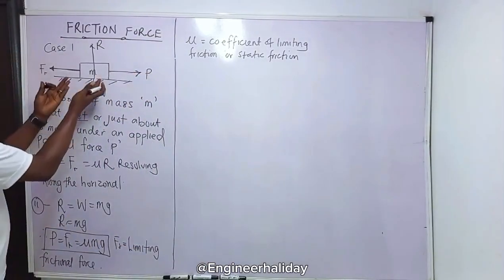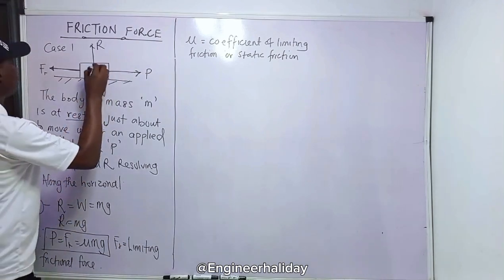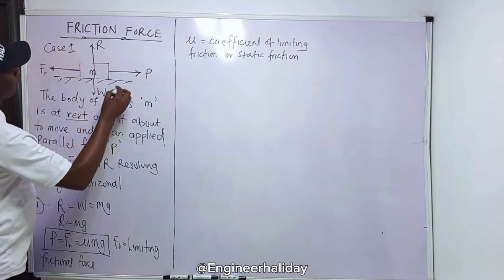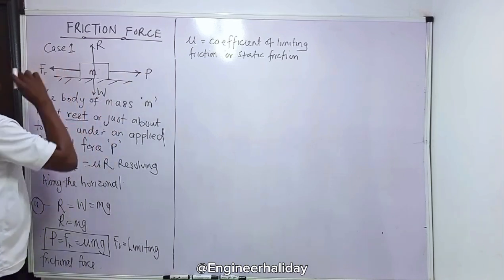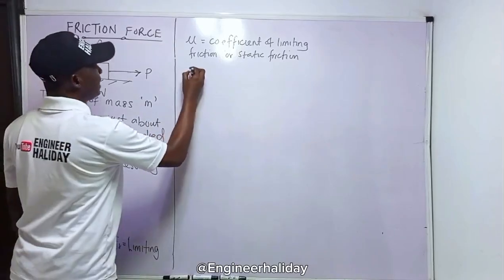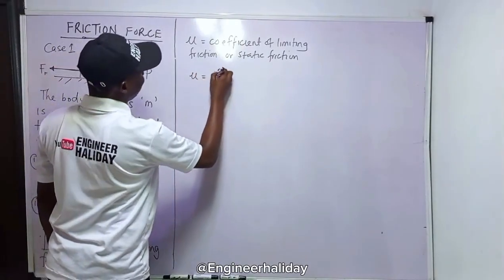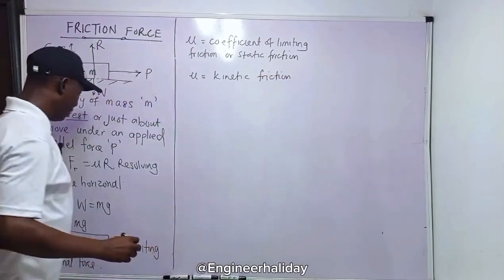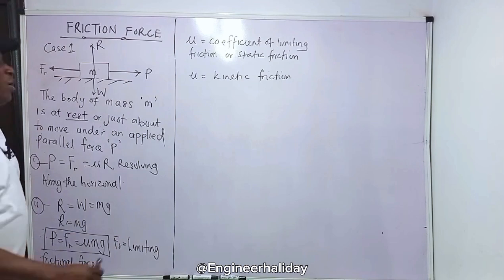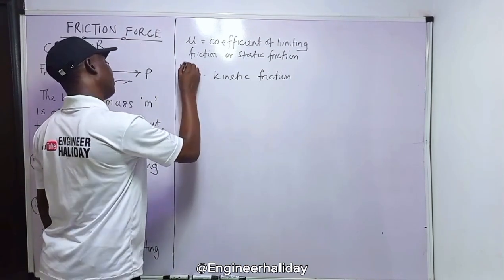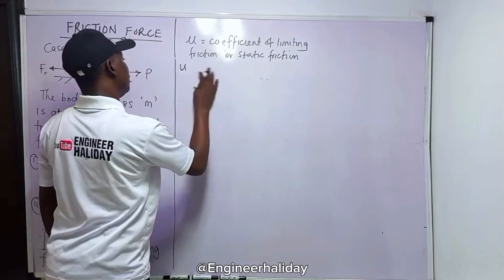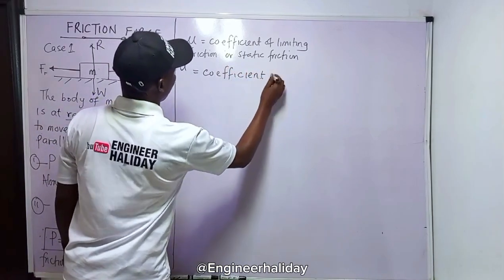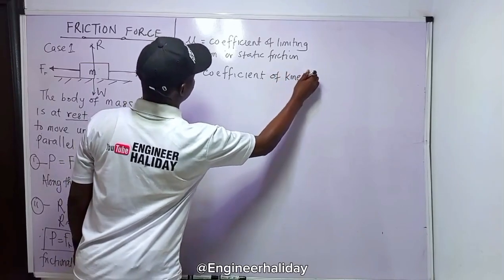Now let us look at a case where we assume that the body is not moving or is just about to move. That is what I call case 1. In that case, P will be equal to Fr. Now, if your mu is kinetic friction, that means the coefficient of friction given to you is the coefficient of kinetic friction. Let's say mu is equal to the coefficient of kinetic friction.